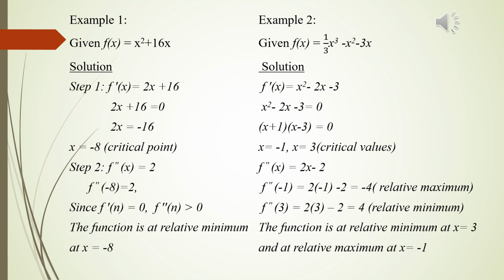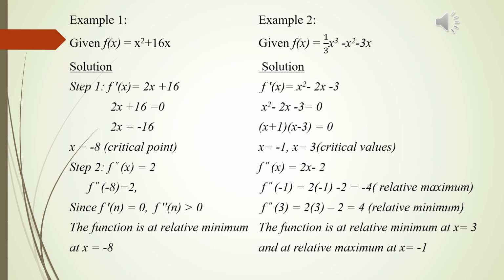F double prime evaluated at 3 is equal to 2 open bracket 3 close bracket minus 2. The answer for that is 4. We have a positive value here. You can say it is at relative minimum. The function is at relative minimum at x equals 3, and it is at maximum at x equals minus 1.